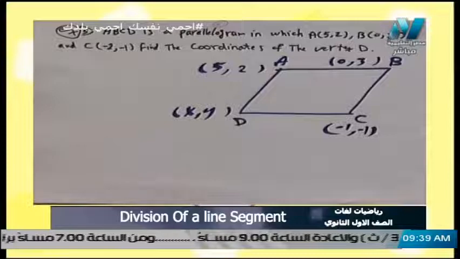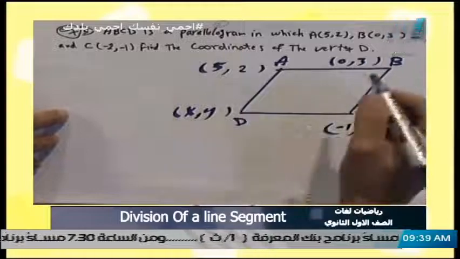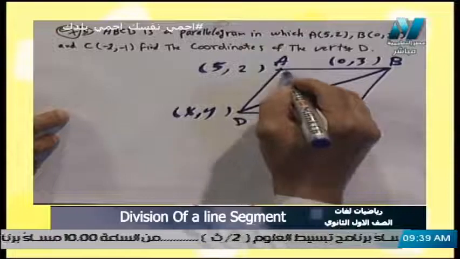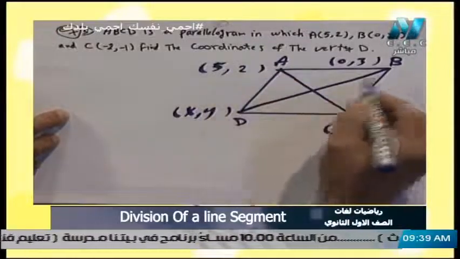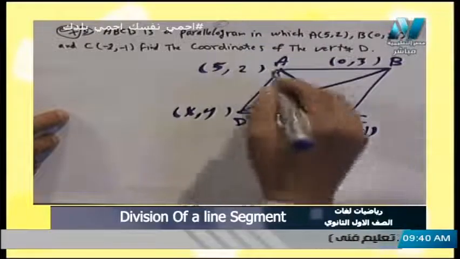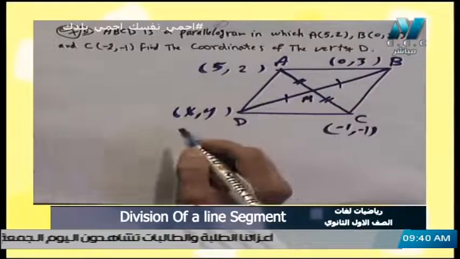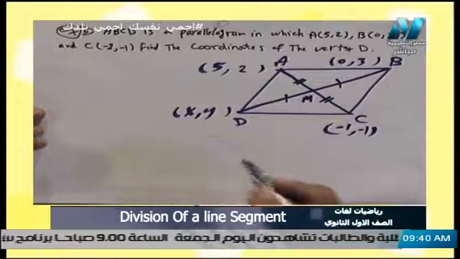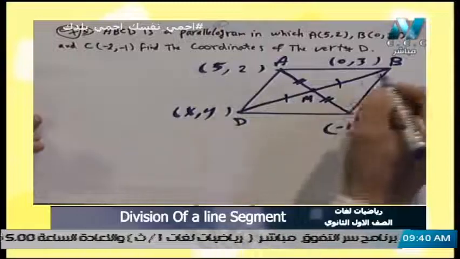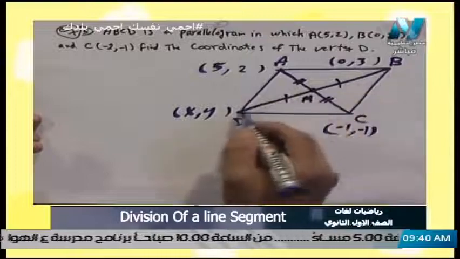In fact, we have 2 methods. The first method talks about the midpoint of diagonals. We have the diagonals here, AC and BD, intersect at the point M, and we know that diagonals of a parallelogram bisect each other. Okay, they bisect each other, and if we succeed to find the point M by division, we will find the point D.